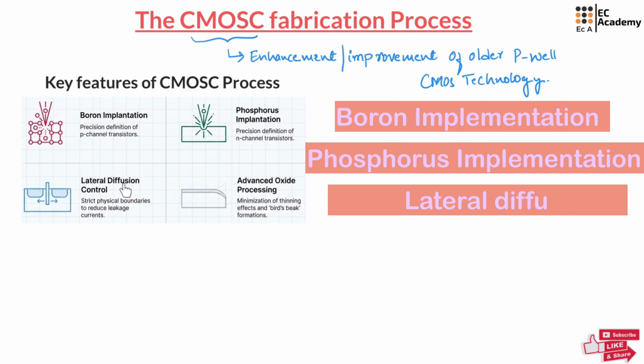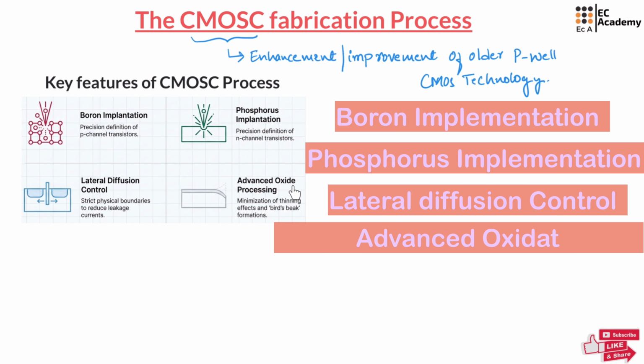The next process is lateral diffusion control. In older versions of chip design, the electrical current used to leak sideways, which is known as lateral diffusion. The CMOSC process has improved control over this lateral diffusion that will reduce the leakage current inside the transistors.